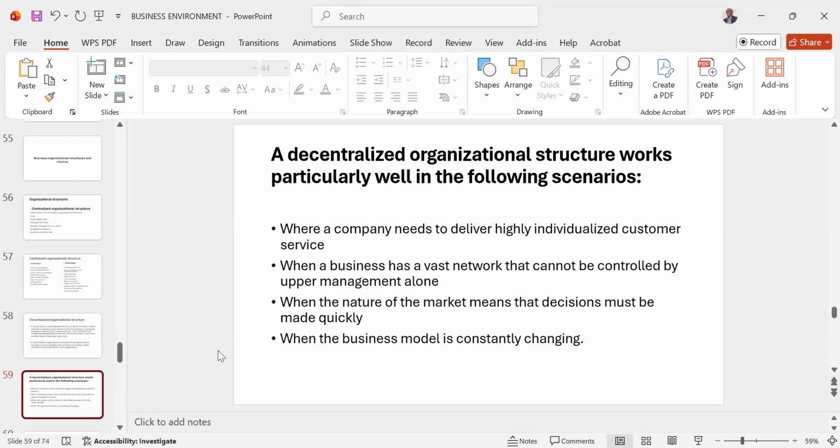Let's look at scenarios where centralized structure can work. I want to explain the first one. Where a company needs to deliver highly individualized customer service. Can you explain why you think the centralized structure will work in this kind of company?